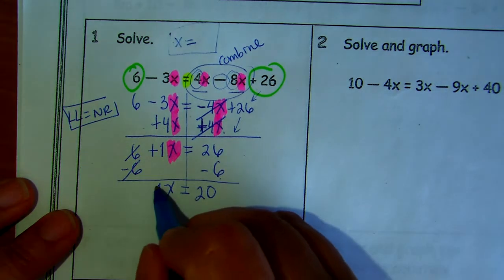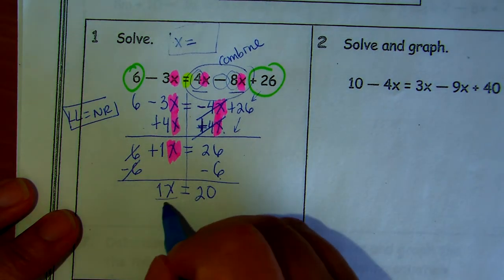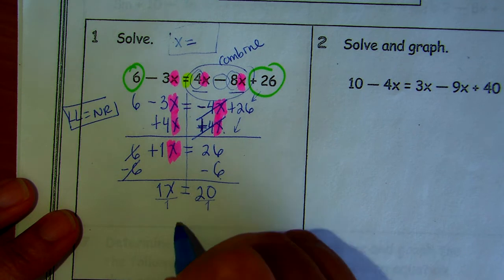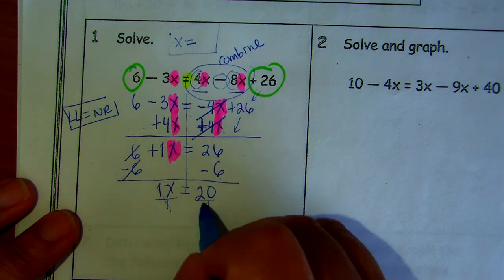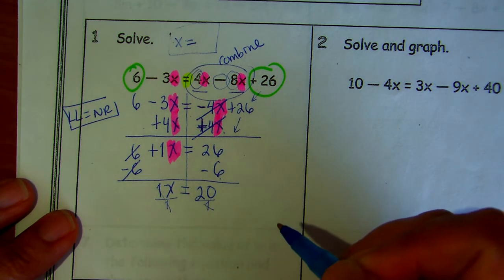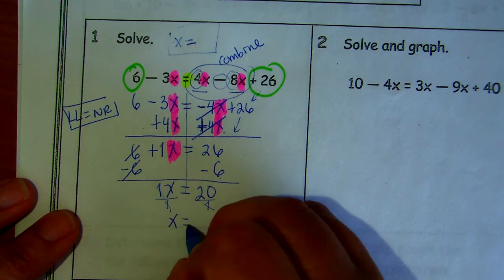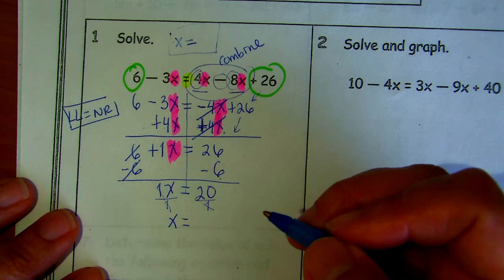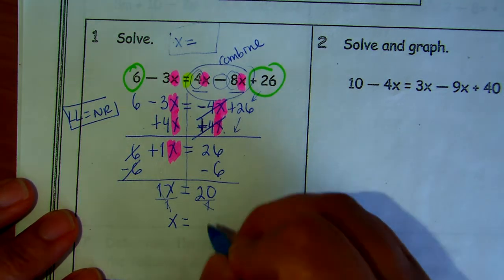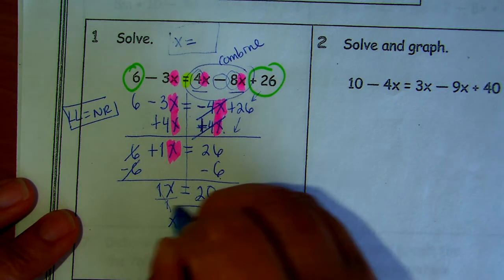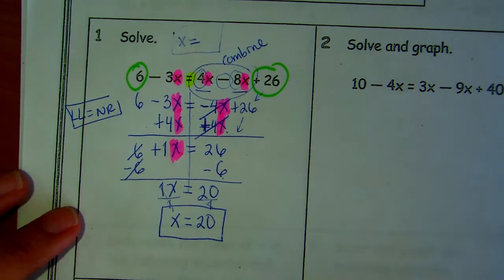Finally, you have a 1 in front of the x. It's like dividing everything by 1. Notice how I did it in a light writing, because anything divided by 1 gives you the same number. So 20 divided by 1 is 20, and this is your answer.